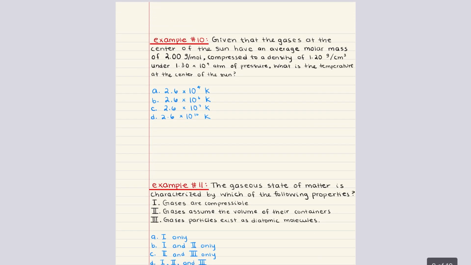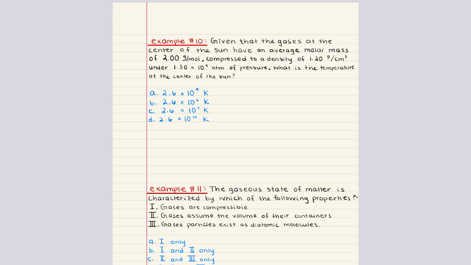Let's go ahead and tackle 10. Problem 10 says, given that the gases at the center of the sun have an average molar mass of 2 grams per mole, compressed to a density of 1.2 grams per cubic centimeter, under 1.3 times 10 to the 9 atmosphere of pressure, what is the temperature at the center of the sun?